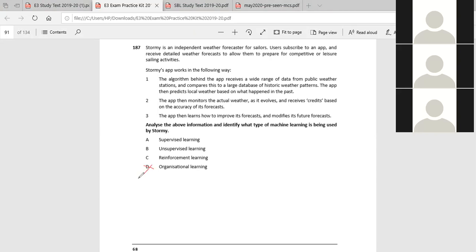The point here is the algorithm behind the app receives a wide range of data from public weather stations. After that, the app monitors the actual weather as it evolves and receives credits. So there are rewards given to the app for the intelligence. Based on the credits, the app then learns how to improve its forecast. So this is continuous improvement. We've discussed that. That is called reinforcement learning.